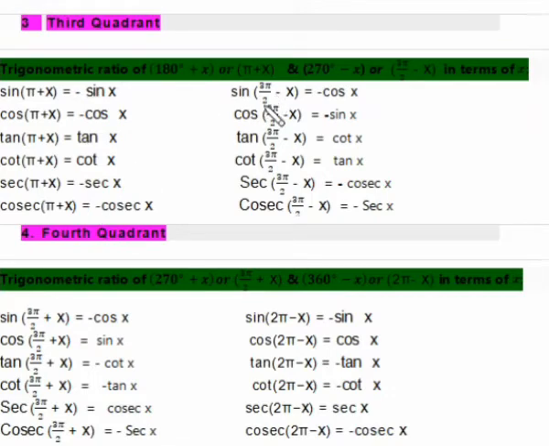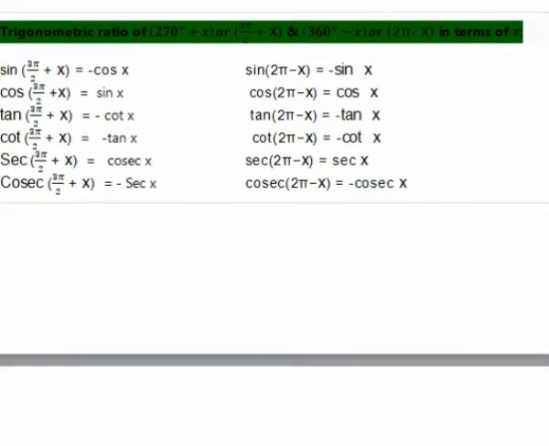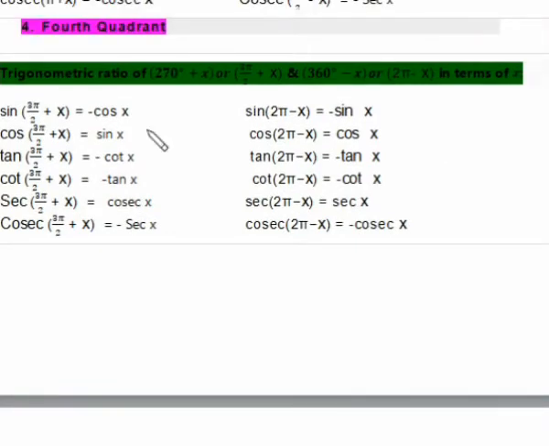At 3 pi by 2, this is an odd value of n, so the conversion comes. Sine becomes cos, cos becomes sine, tan cot, cot tan, sec cosec, cosec sec, and it takes the negative or positive sign as per the quadrant. Now in the fourth quadrant we follow the same concept. 270 degrees plus x lies in the fourth quadrant and 360 degrees minus x lies in the fourth quadrant.